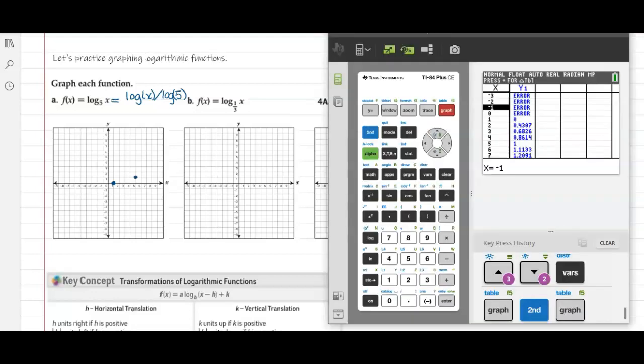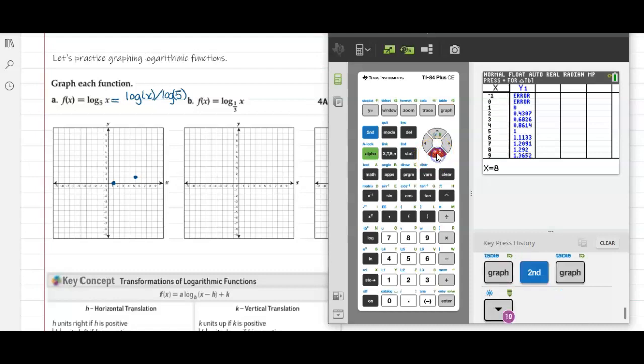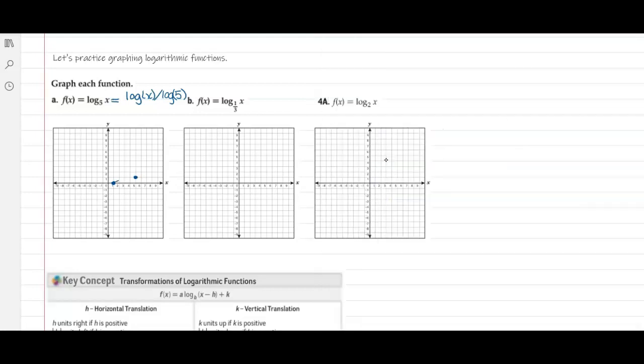And then I can look at my chart here to see what kind of points. What are we approaching? We're getting higher very gradually. As far as the graph goes, it's never going to get higher than 2 on my graph. So I'm going to connect these points as nicely as I can, draw an arrow, and again it approaches this asymptote of the y-axis. So now I've graphed my first function.